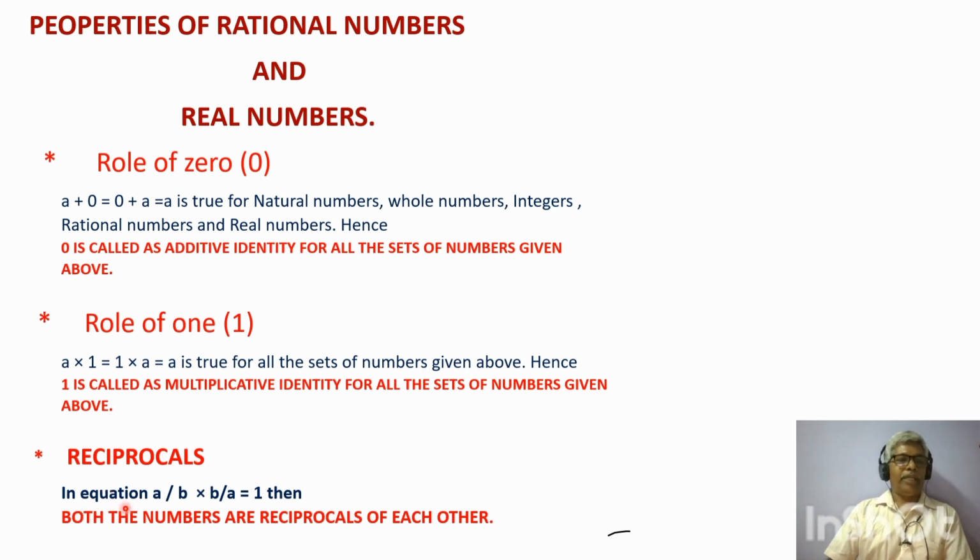Reciprocals. In the equation A upon B into B upon A is equal to 1, if the product of two numbers is 1, then both the numbers are reciprocals of each other.